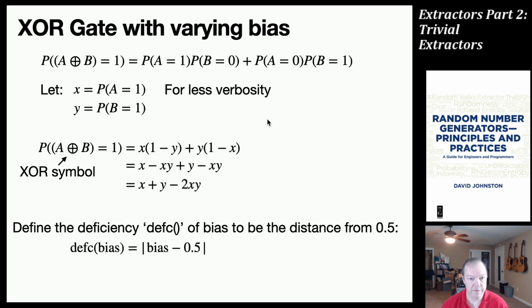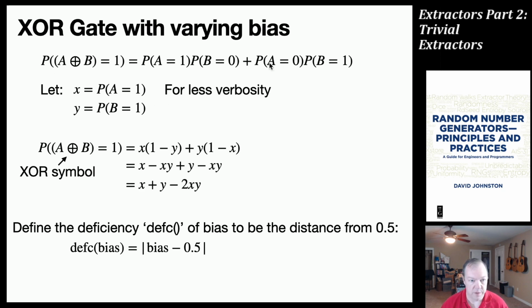We can prove that in a more general case of having any bias on the inputs, a different bias on the input. So pin A might have 0.8 bias and pin B might have 0.6 bias. And what we're going to show is that the output bias is better than the bias on the better input. So 0.6 would be better, and the output bias would be closer to 0.5 than 0.6 is.